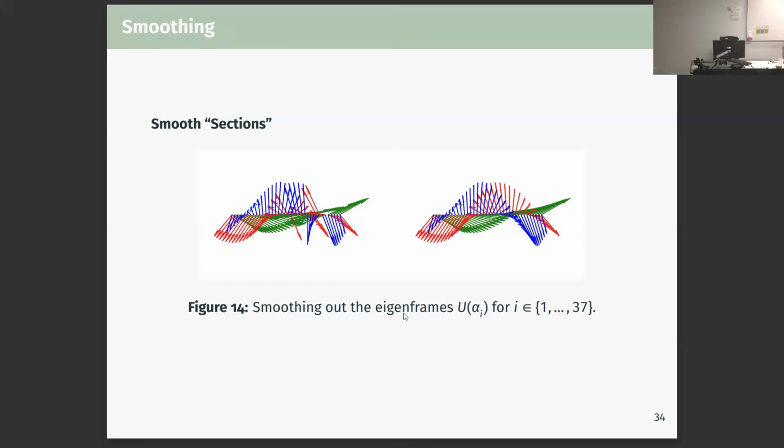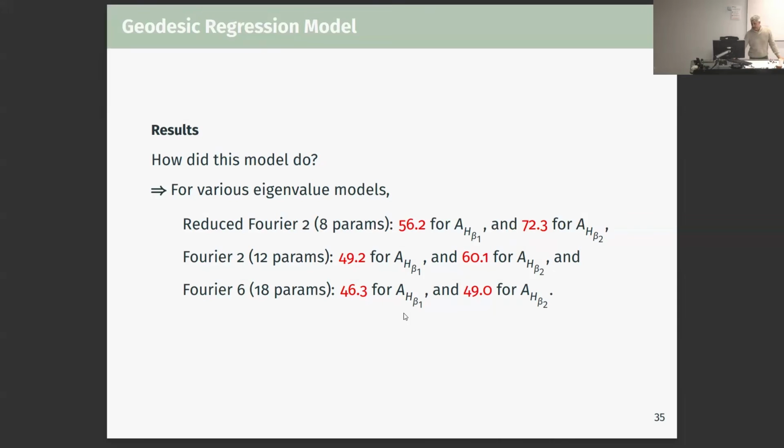So this is the data where we're doing our fitting for eigenframes or rotation matrices, and there are different eigenvalue models. As you expand more, you get more parameters, and the fit gets better. So it did okay, reasonably well, respectably.